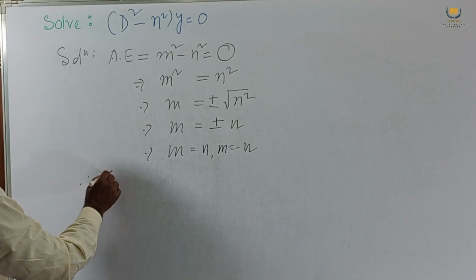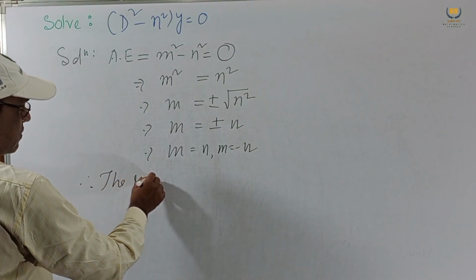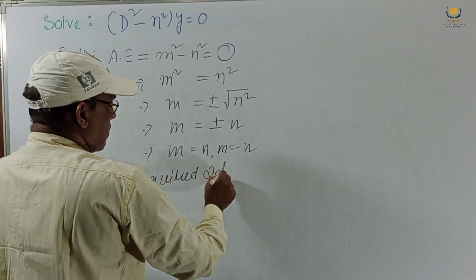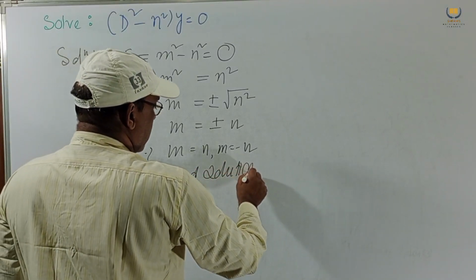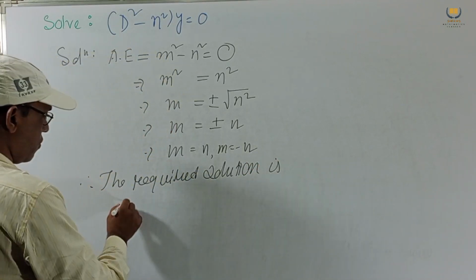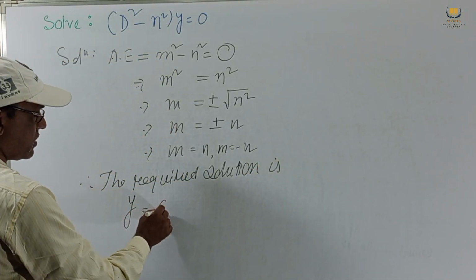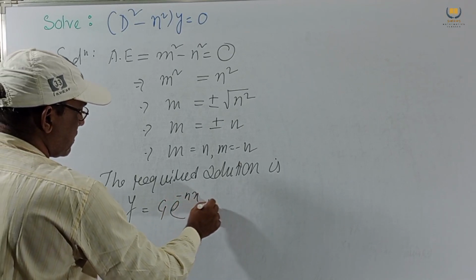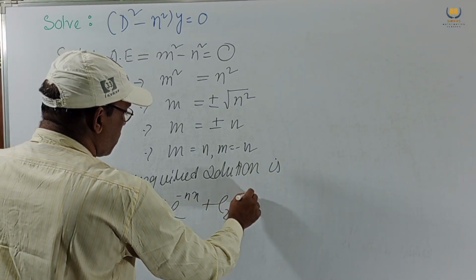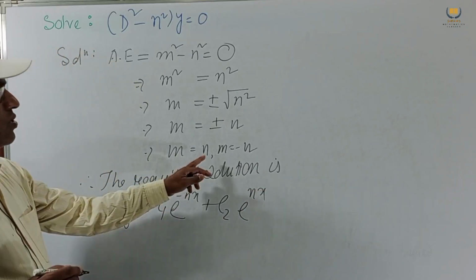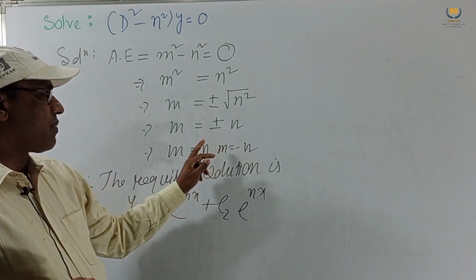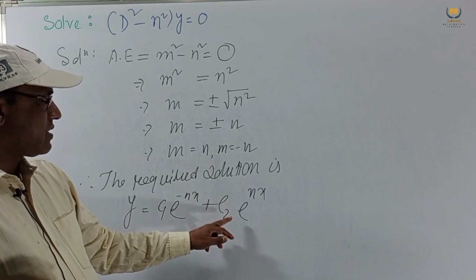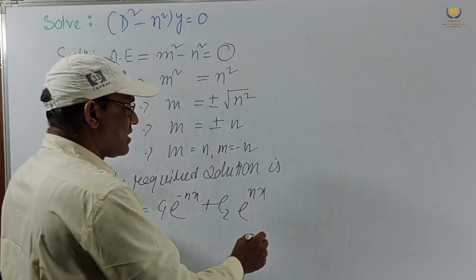Therefore, the required solution is y equal to c1 e to the power minus nx plus c2 e to the power plus nx. The roots are unequal, minus n and plus n, these are unequal. So c1 e to the power minus nx plus c2 e to the power nx. This is our answer.